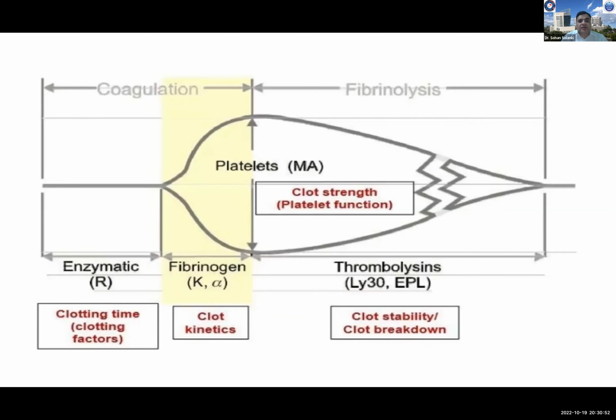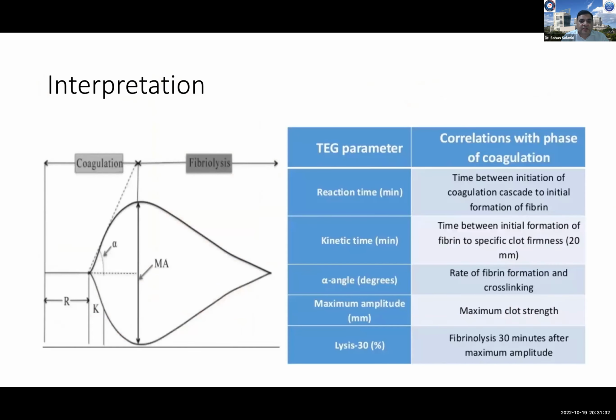If you see this graph, you can see that this TEG waveform can be divided into two parts. One part is the coagulation part, the other part is the fibrinolysis part. So the coagulation part mainly has the R, K, and the alpha. The R wave is mainly the clotting time. It depends on the clotting factors in the blood, and is the enzymatic reaction. And the fibrinogen part will mainly have the K and the alpha. So it will tell your clot kinetics. And your MA is mainly the function of the platelets, so it will tell you about the strength of the clot. And then comes the lysis part, that is your clot breakdown.